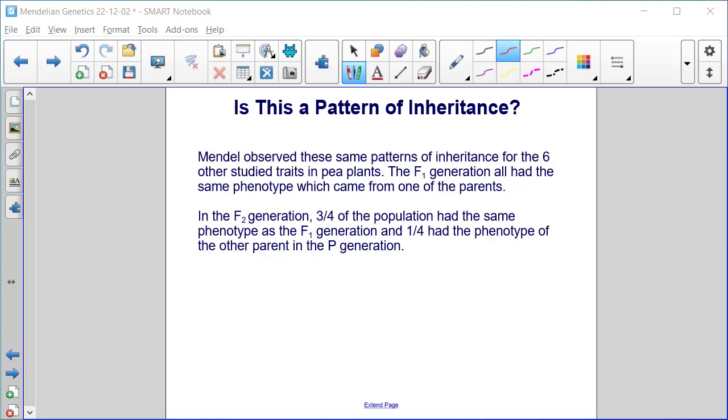Is this a pattern of inheritance? Mendel observed these same patterns of inheritance for the 6 other studied traits in pea plants. The F1 generation all had the same phenotype, which came from one of the parents. In the F2 generation, 3/4 of the population had the same phenotype as the F1 generation, and 1/4 had the phenotype of the other parent in the P generation.